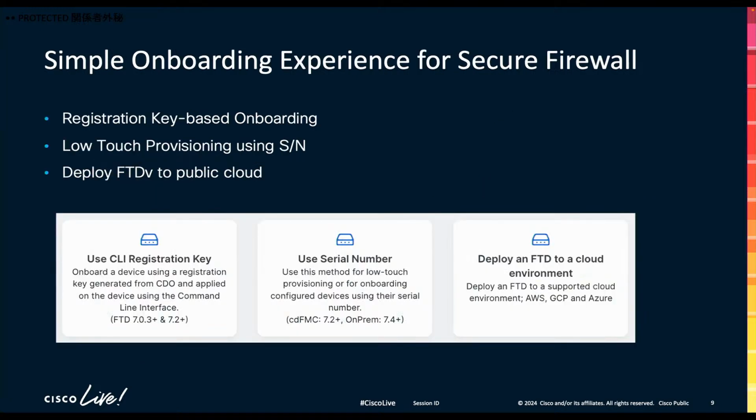Okay. Three easy ways to onboard devices to CDO. First one is use the CLI registration key. So you log in, create a registration token on CDO, apply it to your firewall, it gets connected, right? Watch out for the versions, and I'll call that out later too. You can use the serial numbers if you're using an on-premises FMC already. Again, watch out for the versions. Not everybody's running the latest ones, right?